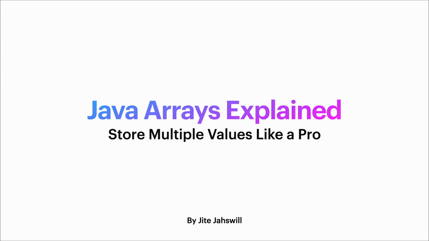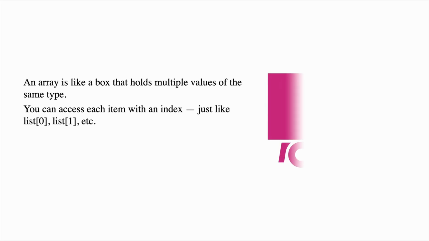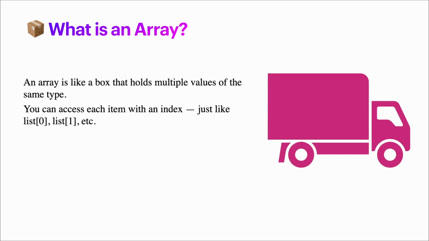Let's break it down. The first question is, what is an array? An array is like a box that holds multiple values of the same type. Look at the truck on the right hand side of the screen. The array is like the truck that you load goods into and it holds them. You can access each item with an index, just like list 0 or list 1, etc.